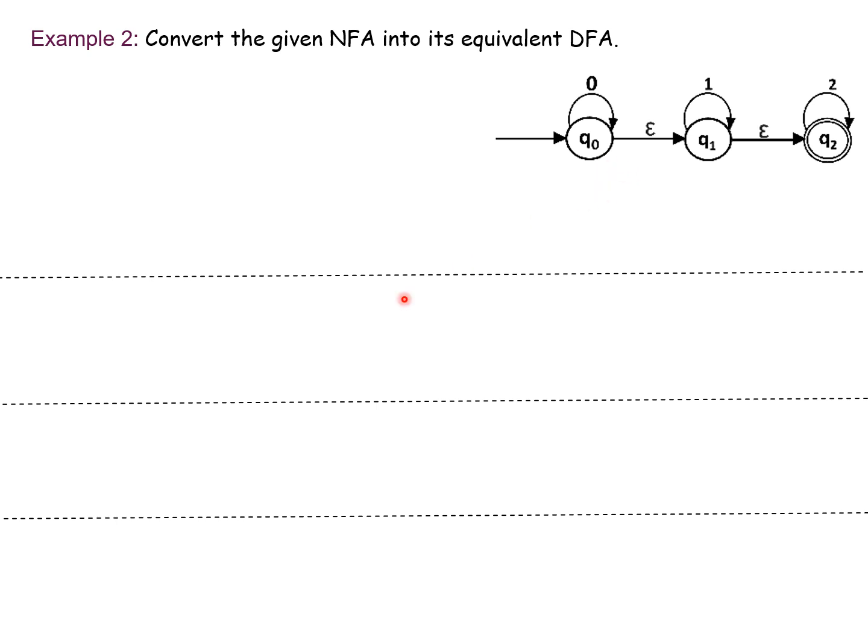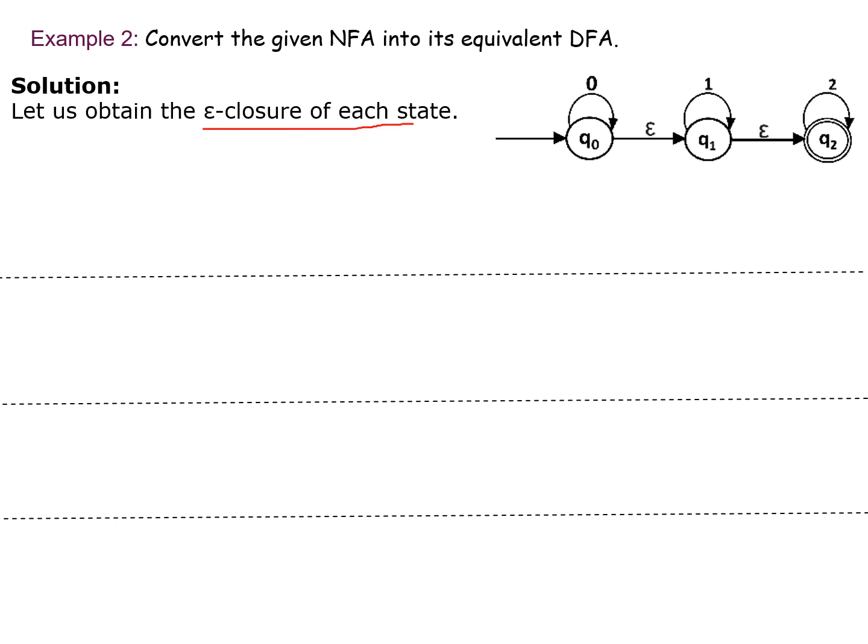E closure of the state means the set of states which are reachable from state Q without taking any input is called an epsilon closure. Let us see how to find the E closure of each of the states.